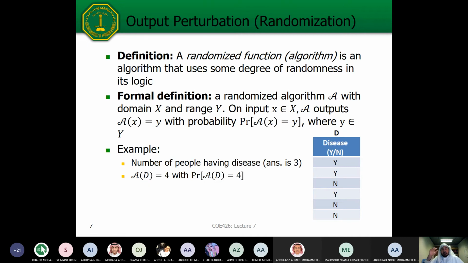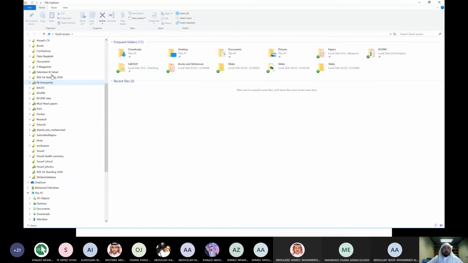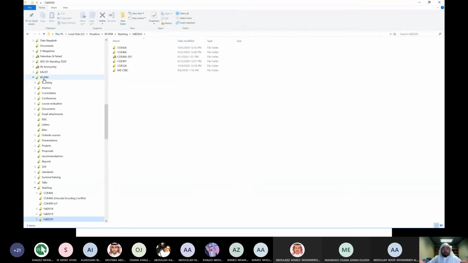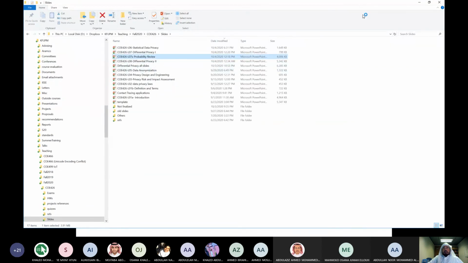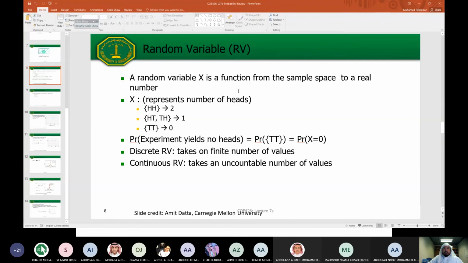Remember, last time we took a kind of introduction to probability. I explained what random variables are: functions that take a number and relate it to a probability. Let me open that very quickly. Probability review. Basically, a random variable is a function from the sample space to some real number. So these are the sample space: HH gives you 2, HT and TH give you 1, TT equals 0.